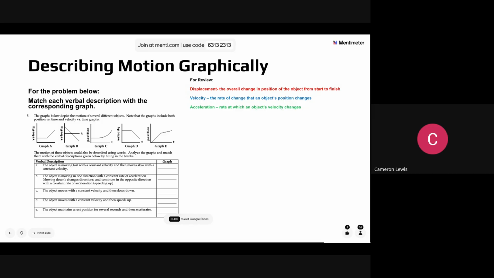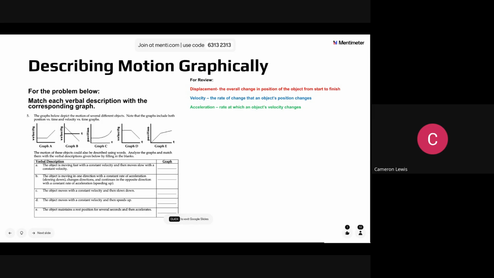Now let's see, you see a sloped line in a velocity graph. What do you see? Constant acceleration. Whoever said that, yes. So if you see a straight line, a sloped line, something like this in the velocity graph, you know you have constant acceleration.